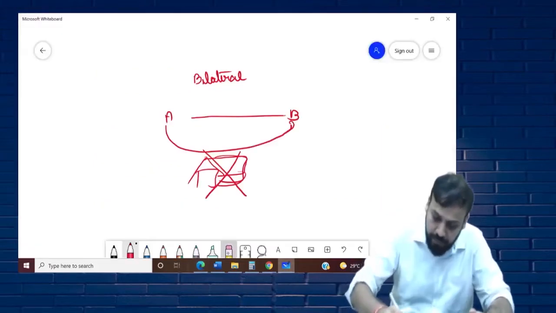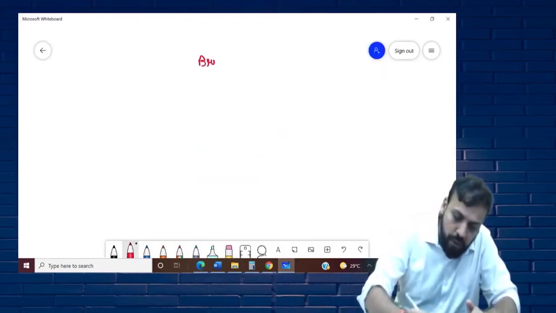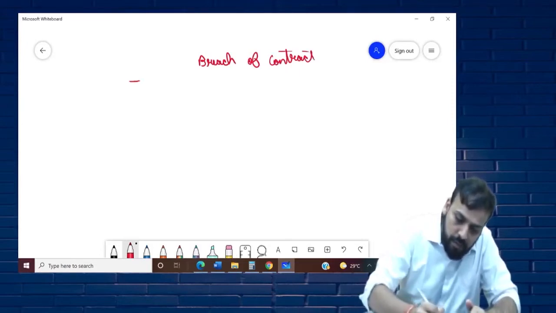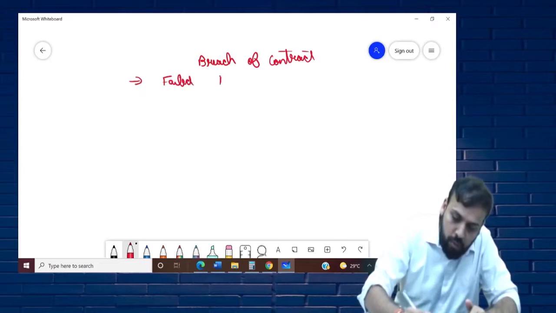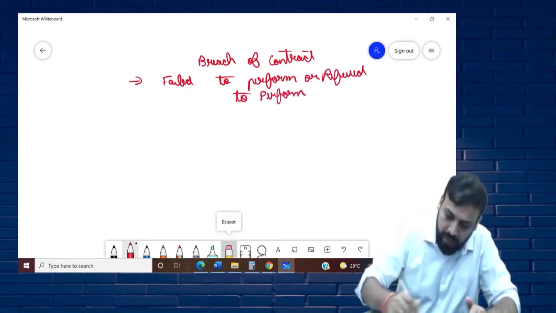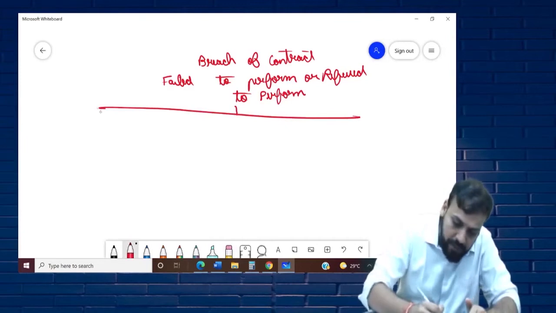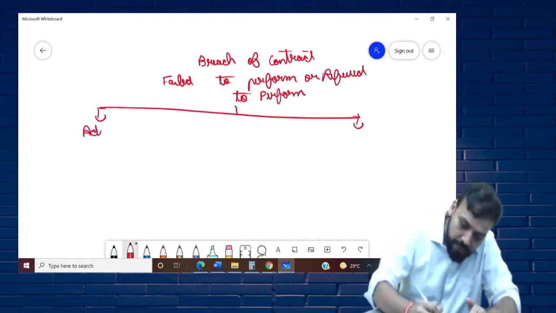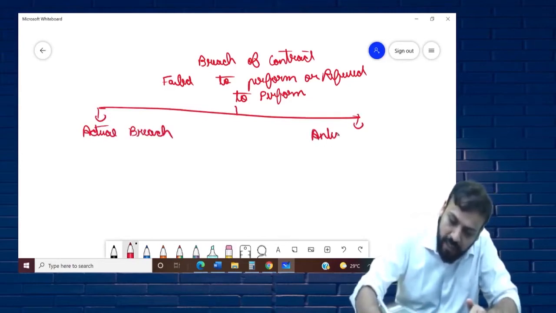Understand this. I'll give you an example. Breach of contract: failed to perform or refuse to perform. You fail to perform or refuse to perform. Breach is of two types: actual breach and anticipatory breach.